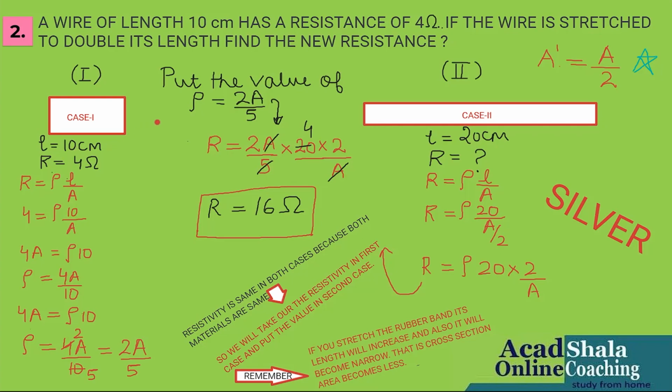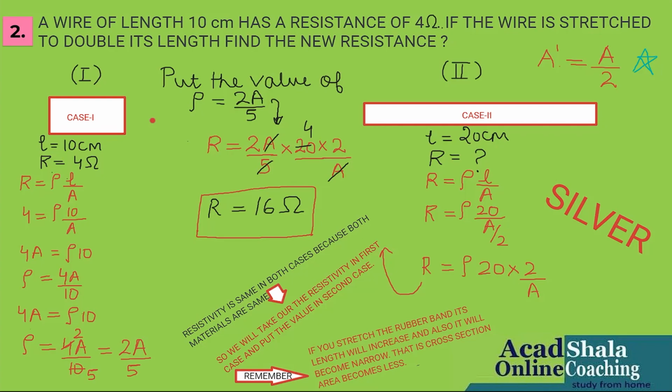Okay, the first case: it is given length is 10 centimeter. R, that is resistance, is given 4 ohms. I've written here that these are the values in the numerical. Now they have also told us that in two cases, we have the same wire.